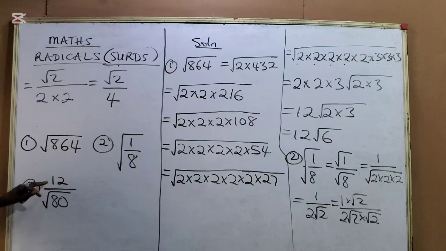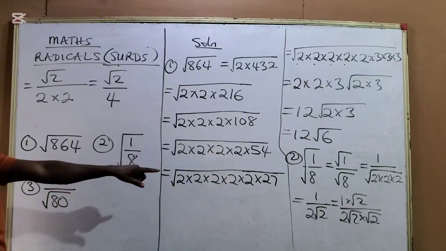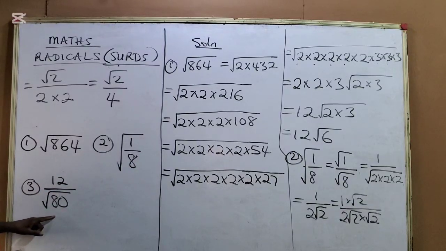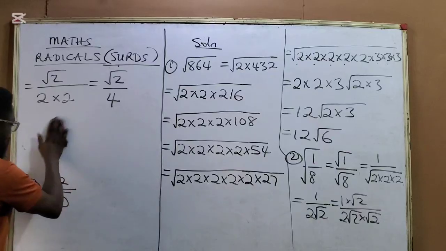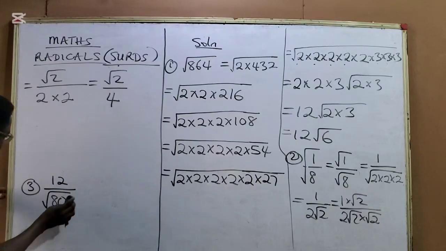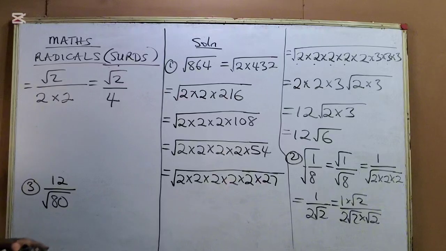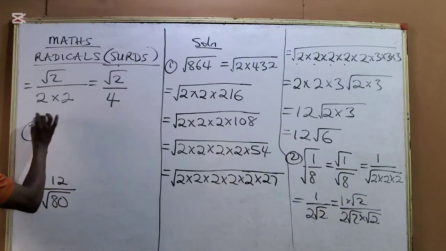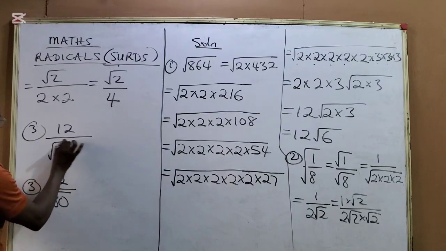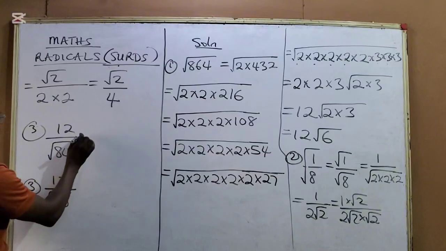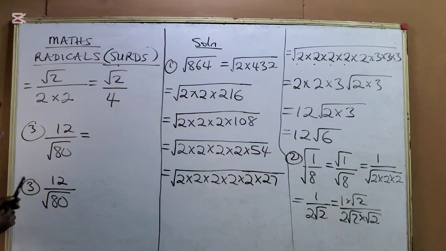Okay, one more question. 12 over root 80. If you understood what we just did in question 2, you should be able to apply that to solve this example 3, which is 12 over root 80. But I'll leave you with this one. I'm sure you'll be able to solve this one, but I'll give a hint. We have 12 over root 80.